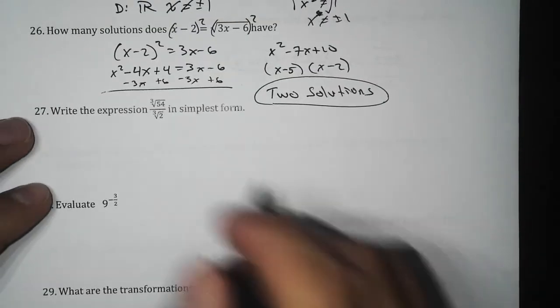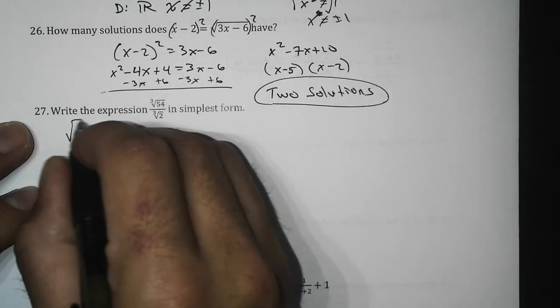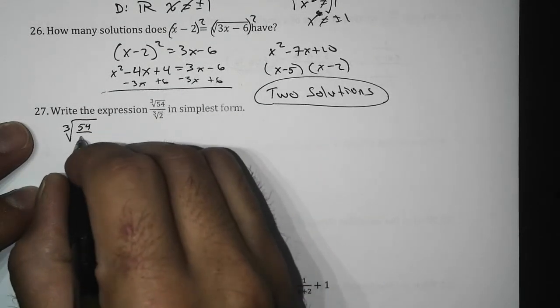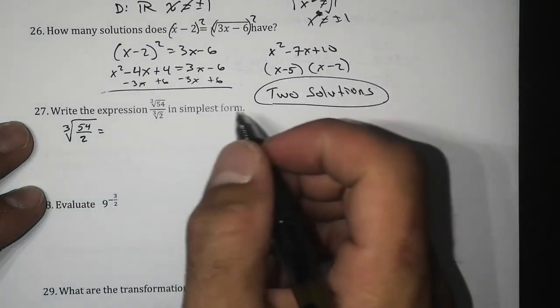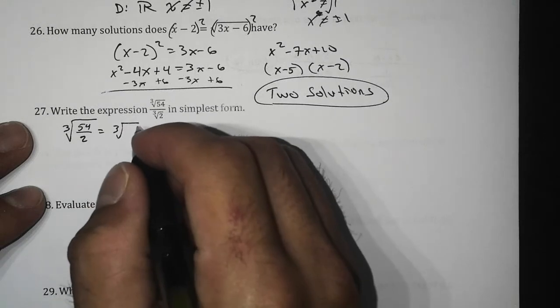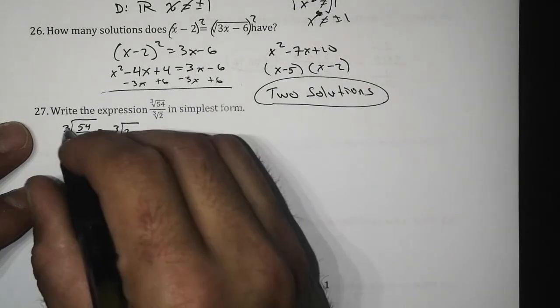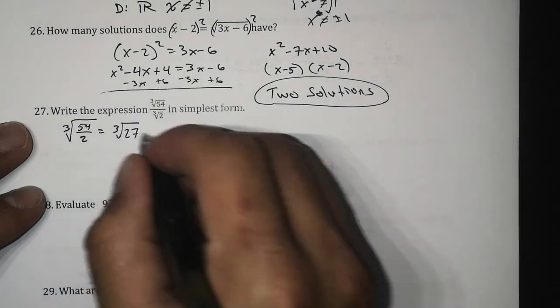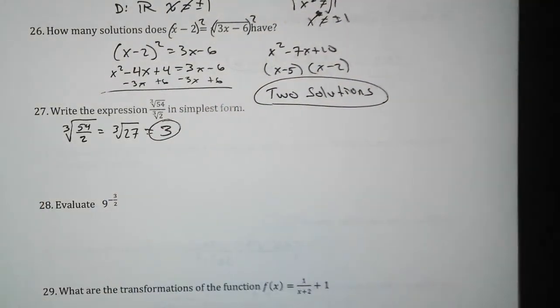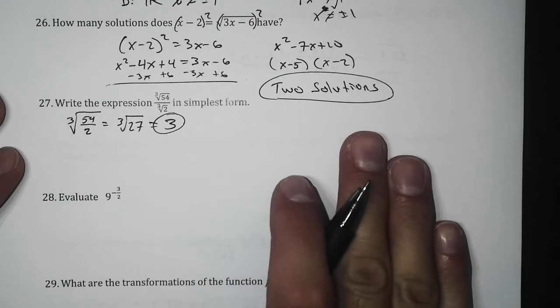27. First thing we do here is write this as a big square root. The square root of 54 divided by 2. Well, 54 divided by 2 is 27, the cube root, rather. The cube root of 27 is 3. Okay, we have to evaluate that.